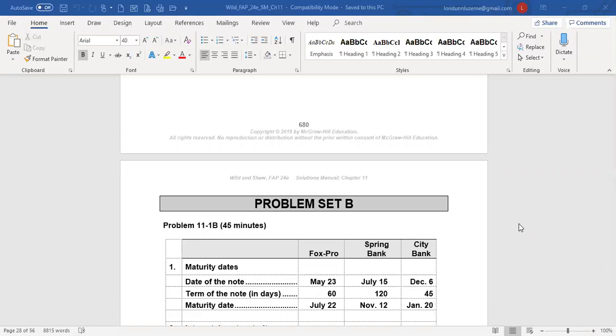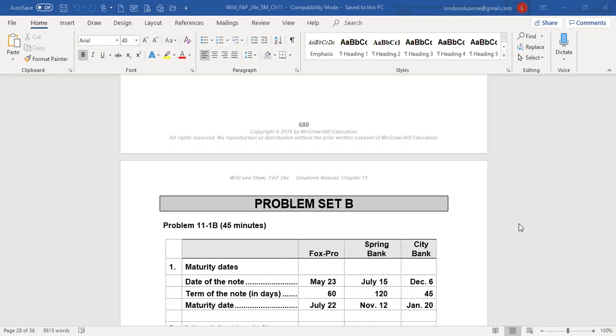So remember, there's 31 days in May. So you want to subtract 23 from 31, that's 8. And then there's 30 days in June. So now you're at 38. You need to find the 60th day. So 22 more days would be the 60th day, so July 22nd.